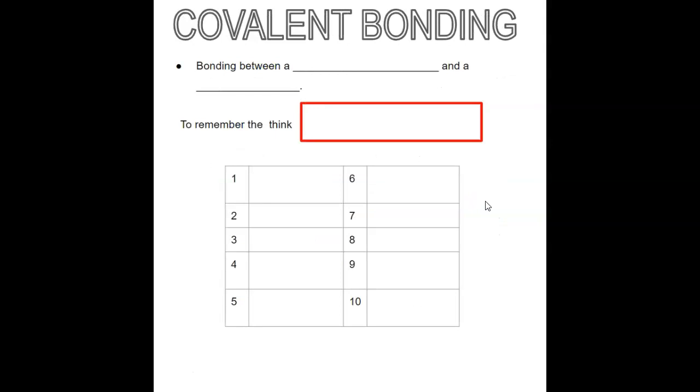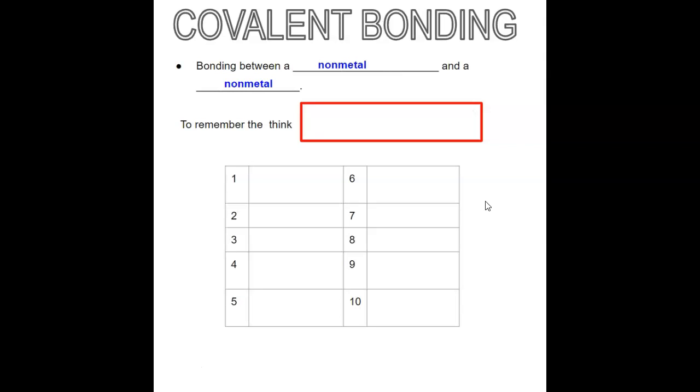Okay, the next thing that we're going to talk about is covalent bonding. The difference between covalent and ionic bonding is that covalent takes place between a nonmetal and a nonmetal, and they're going to want to share electrons. So we're not going to worry about oxidation numbers, and we're not going to worry about anions or cations. It's between nonmetals and nonmetals, and they're just going to share.